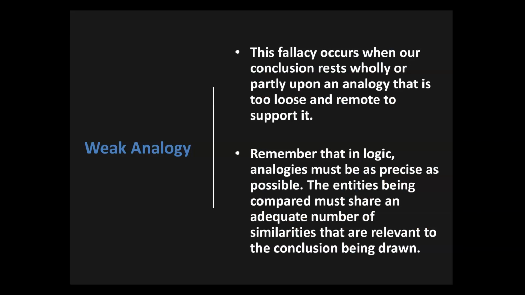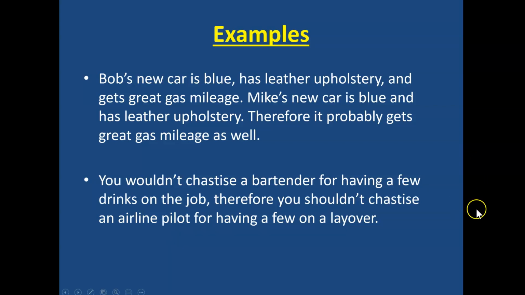Next up, weak analogy. This fallacy occurs when our conclusion rests wholly or partly upon an analogy that's too loose and remote to support it. So remember that in logic, analogies must be as precise as possible. So in other words, the entities being compared have to share an adequate number of similarities that are relevant to the conclusion being drawn. This is essential. Here's some everyday examples. Bob's new car is blue, it has leather upholstery, and it gets great gas mileage. Mike's new car is blue and has leather upholstery. Therefore, it probably gets great gas mileage as well.